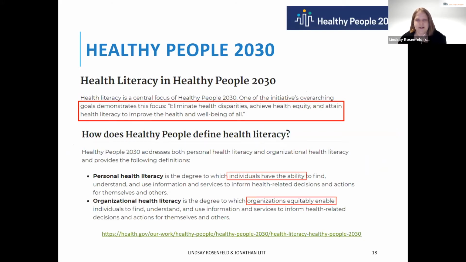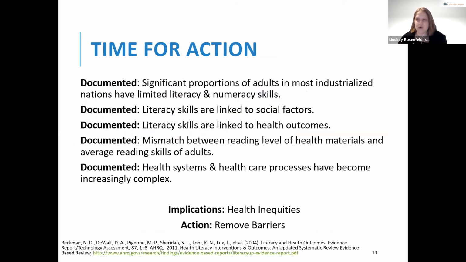And there are those definitions. So what all this says to us when we approach this multi-level assessment is that we can no longer focus just on the skills of individuals. We know that significant proportions of US adults have underdeveloped literacy skills. We know that literacy skills are linked to social factors and health outcomes. We know that there's this mismatch between skills and what organizations are putting out there.